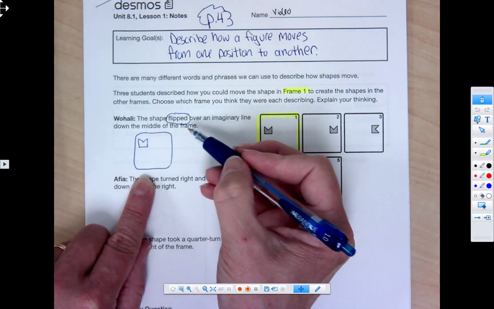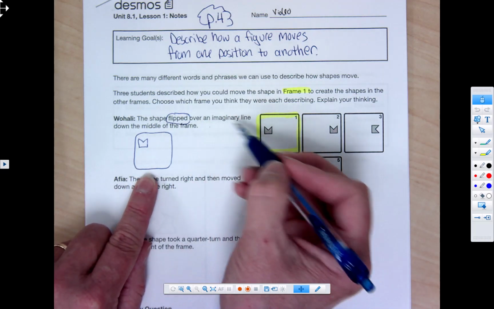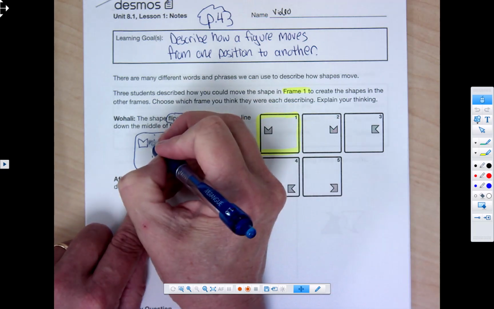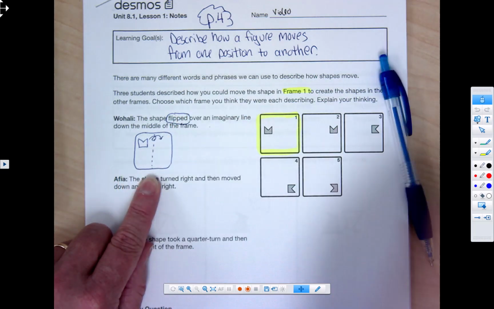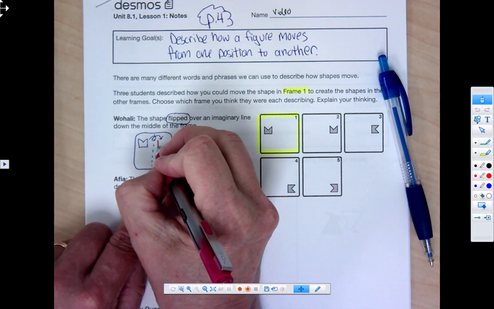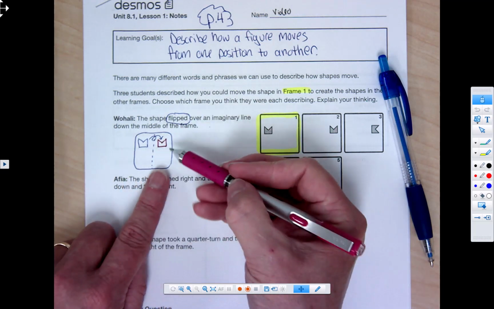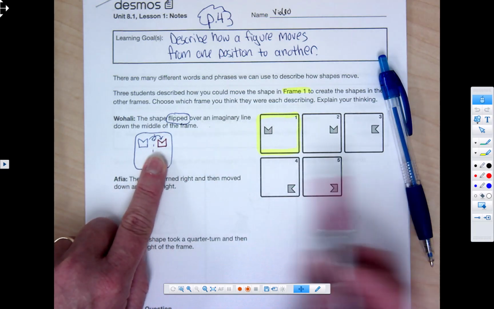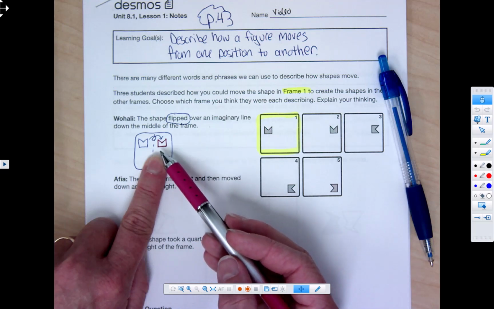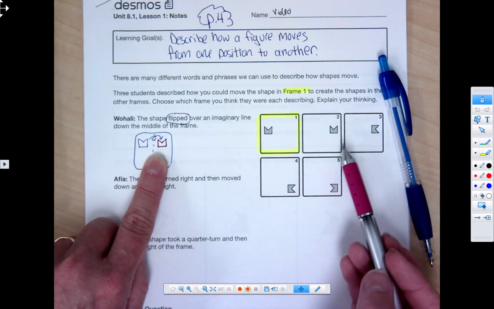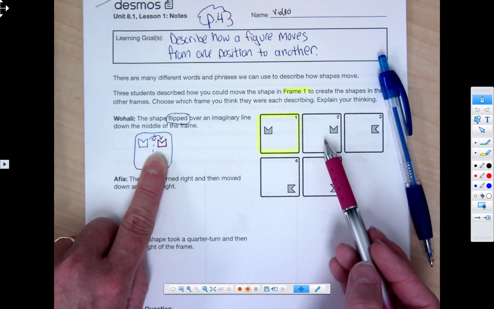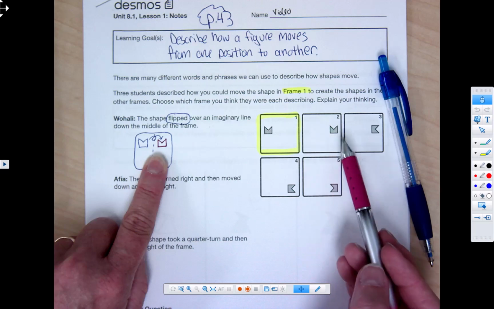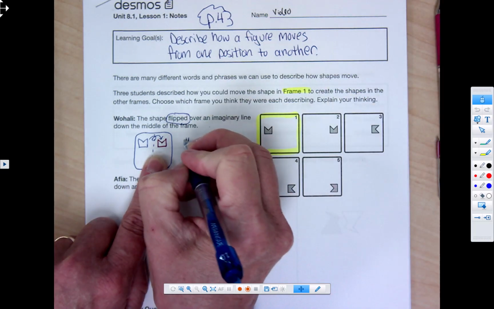We use natural language like flipped in our activity today. He's flipping it over an imaginary line down the middle of the frame. So I'm going to draw an imaginary line down the middle of the frame. Let's imagine that we just flipped this over to the other side of the frame. And we'd probably end up with something that looked like this in the upper left, just a reflection on the other side of the frame. So let's look through these other frames to see which one has a crown-looking shape facing up in the upper right. And it looks like it's frame number 2. So that's probably what happened with Wahali's transformation. We had this flipped over an imaginary line and it landed over here. Frame 2.